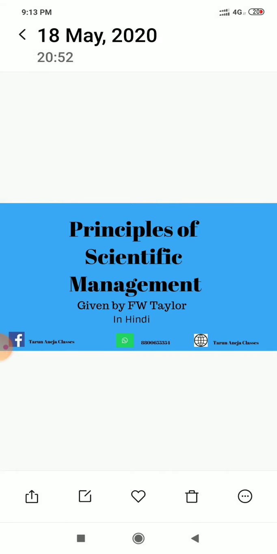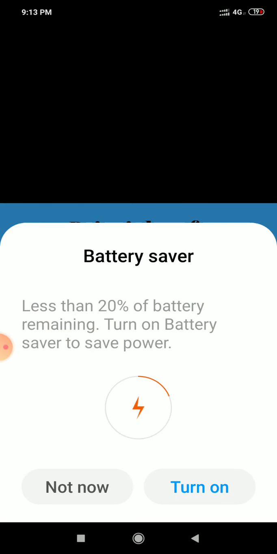These are the background, contribution and meaning of scientific principle. Again, I would like to repeat the meaning of scientific management. Scientific management can be defined as the application of science to each and every element of management.